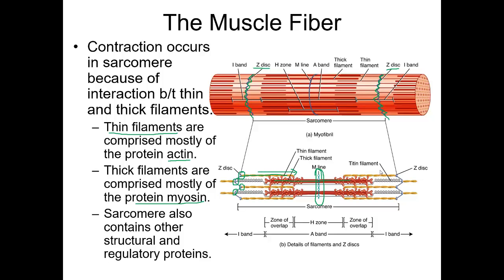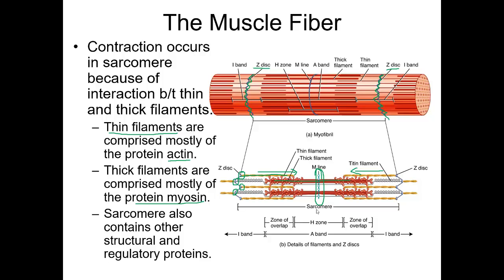So there are other regulatory and structural proteins involved here that I'm going to talk about just in a moment. But these are the major two structural proteins. So when the muscle contracts, the thin filaments are going to slide towards the M or the middle line. Now there's a lot of other labeling going on over here. So let's talk about that.